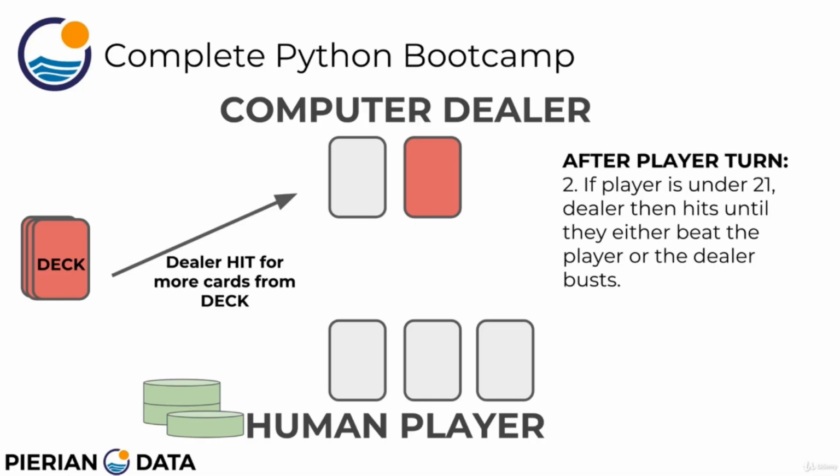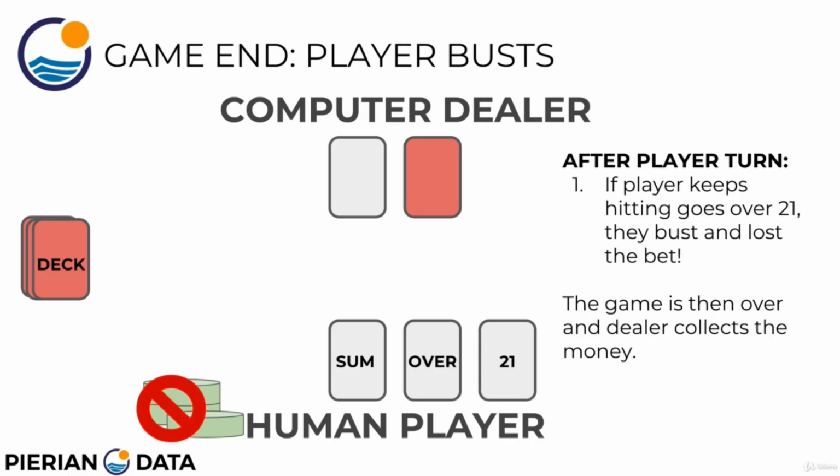Once the player has gone, their turn has ended, and then it's the computer's turn. If the player is still under 21, then the dealer hits until they either beat the player or the dealer busts. By bust, we mean that you go over 21.